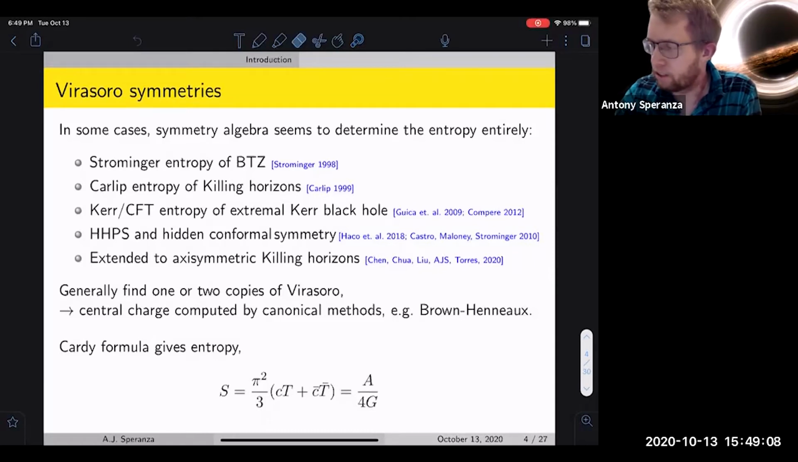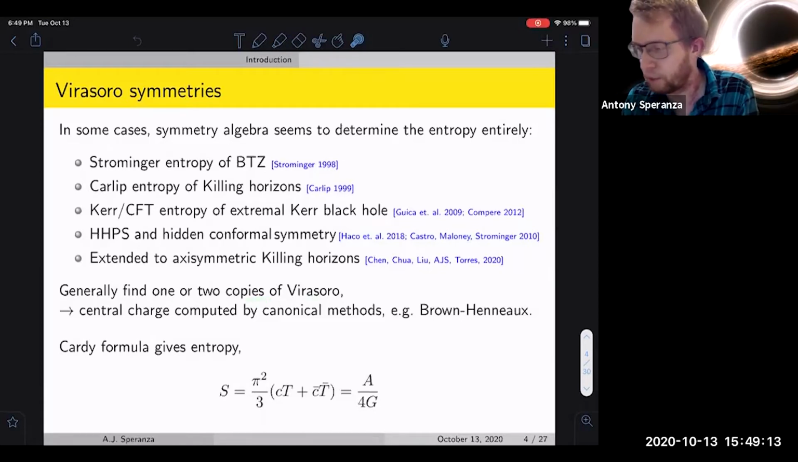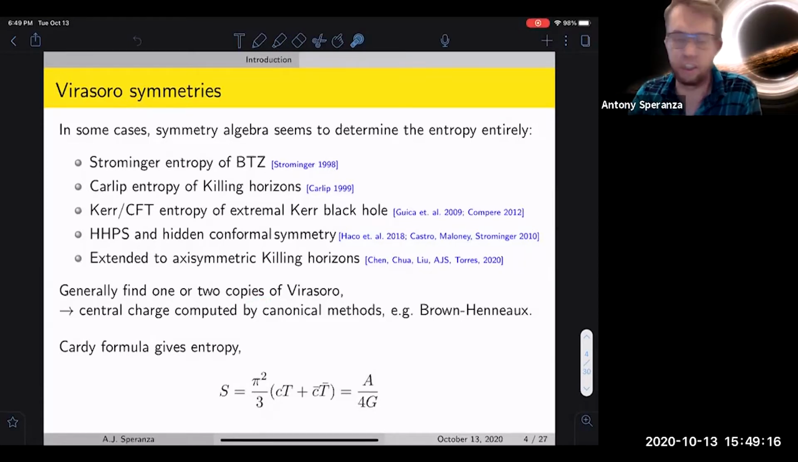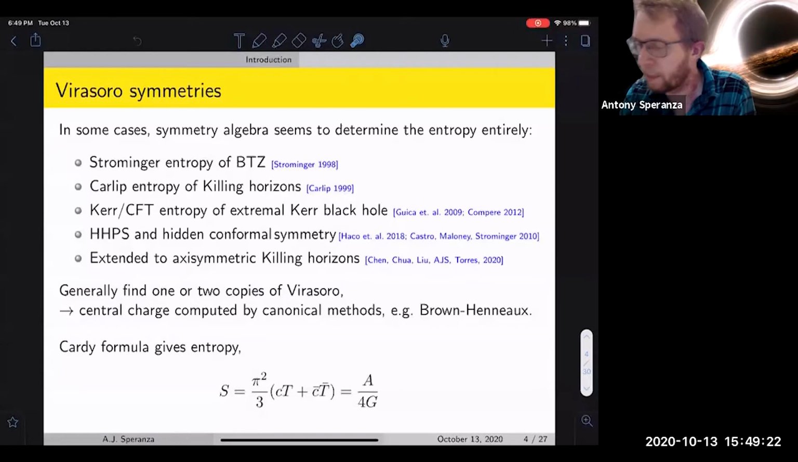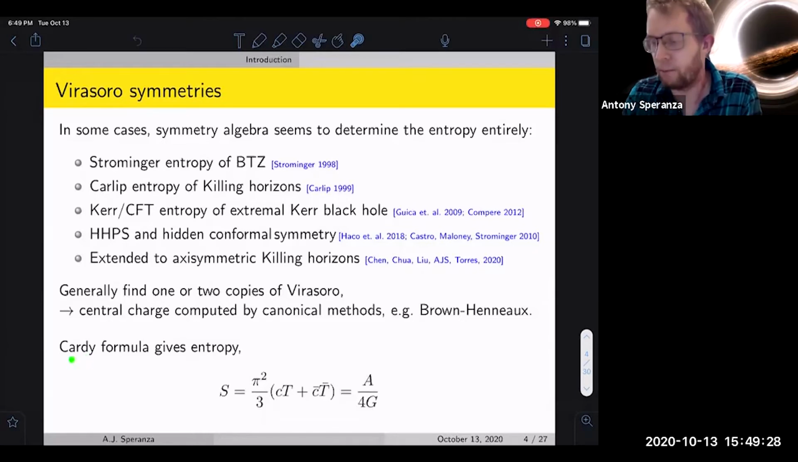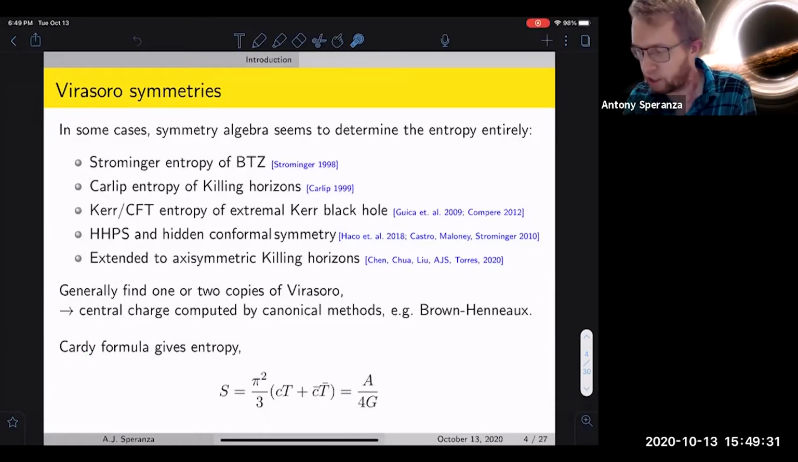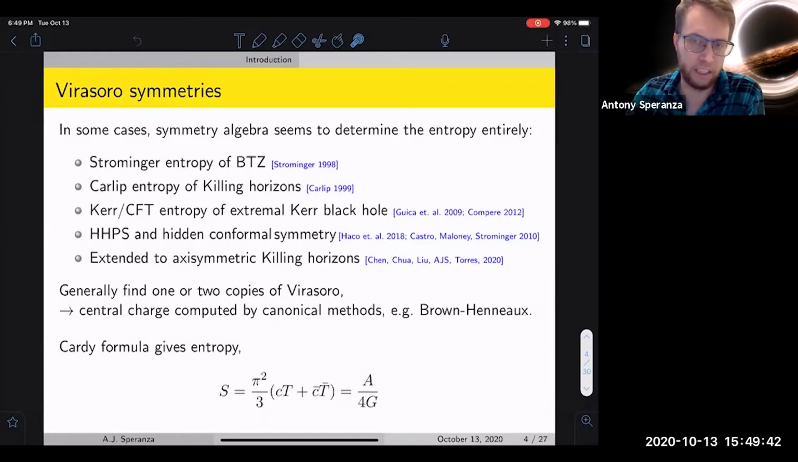But basically the whole philosophy of these constructions is you want to find one or two copies of a Virasoro algebra with a central charge computed from these classical commutators, these classical Poisson brackets, similar to what was done in the Brown-Henneaux construction. And then you apply the Cardy formula to the resulting central charges. That's given by this formula, and you hope at the end that you get an area over 4G. This suggests that these charges you're writing down might be a classical manifestation of a quantum CFT description, just because Virasoro is the symmetry of a CFT.